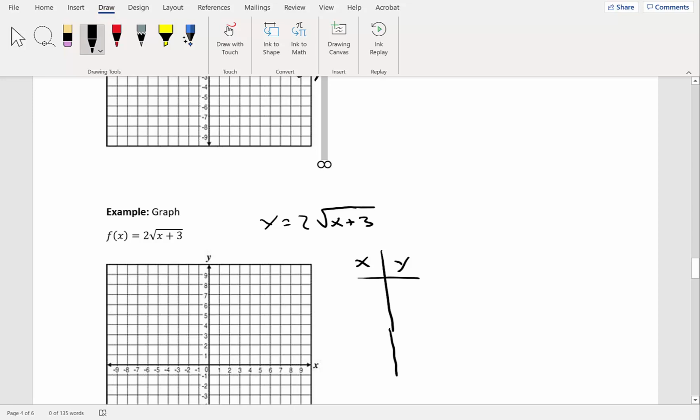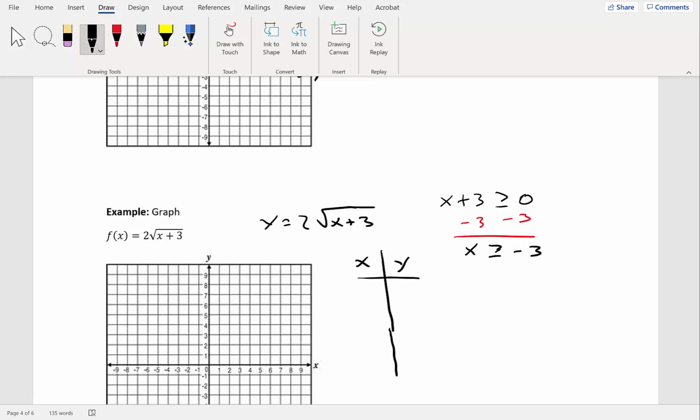Okay, now the very first value you want to choose in this case. First, let's go ahead and find out what our domain is. So our domain, remember, you're going to set your radicand greater than or equal to 0. So you have x plus 3 is greater than or equal to 0. If I solve for x, subtract 3, I have x has to be greater than or equal to negative 3.